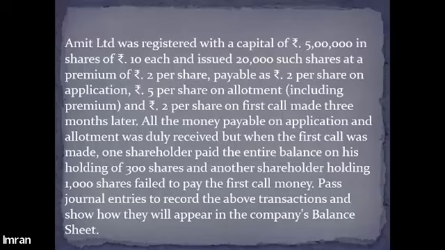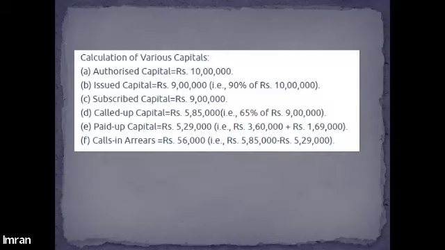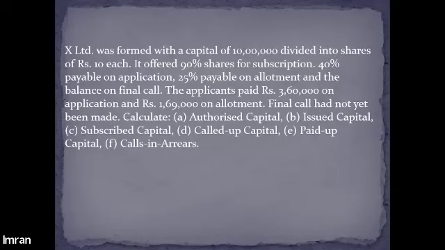And I think there was one more homework question that we were not able to solve in the previous session because there was some mistake in that question. That was, yeah, this question, I think. So there is a correction in this question. Instead of rupees 10,000, in the first line, it should be 10 lakh. Actually, it was formed with a capital of rupees 10 lakh divided into shares of rupees 10 each. All right. So let me show you how we will solve this question.